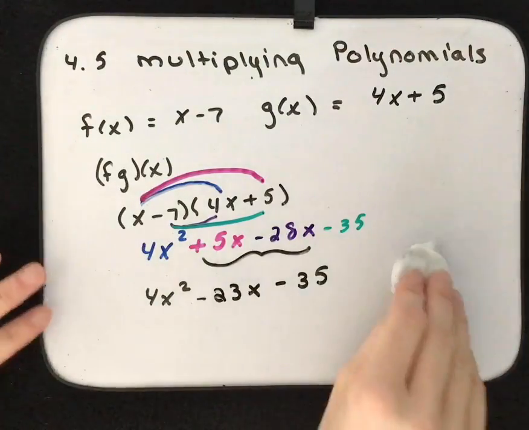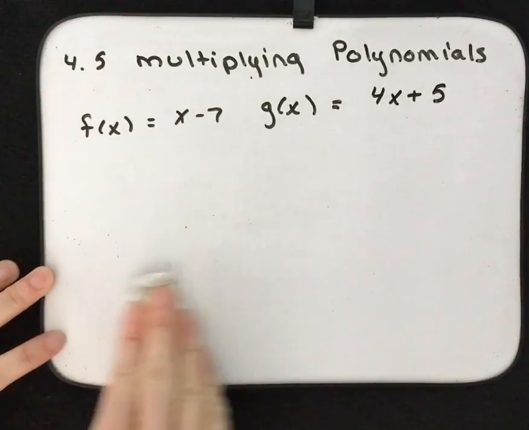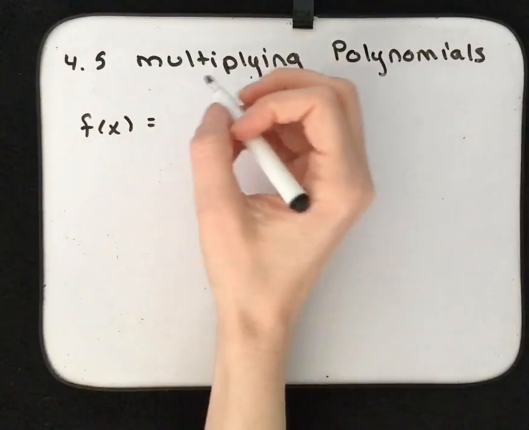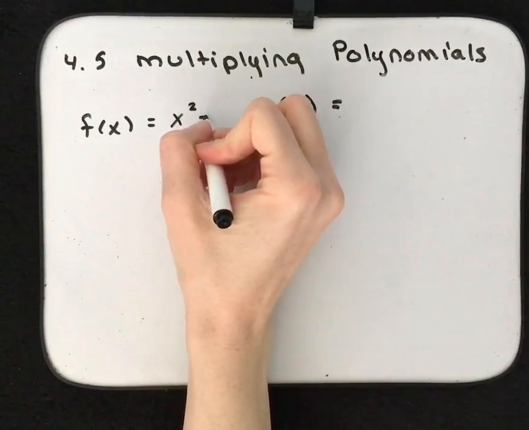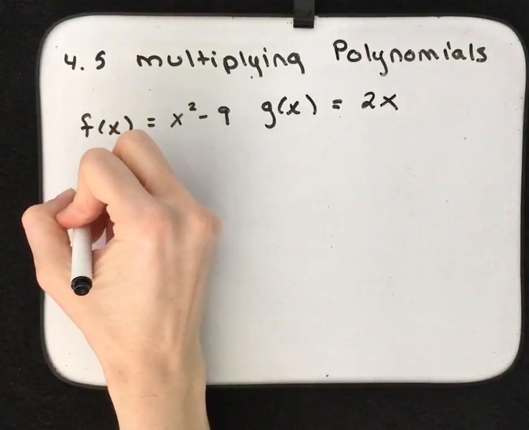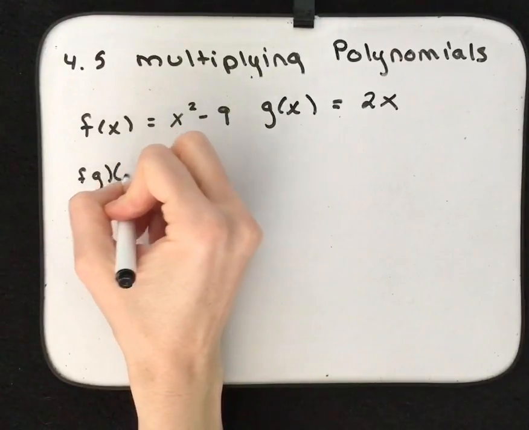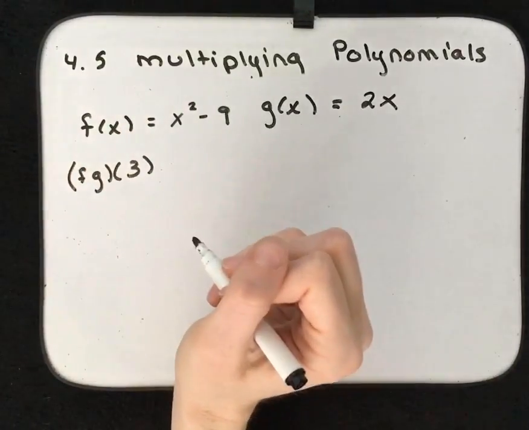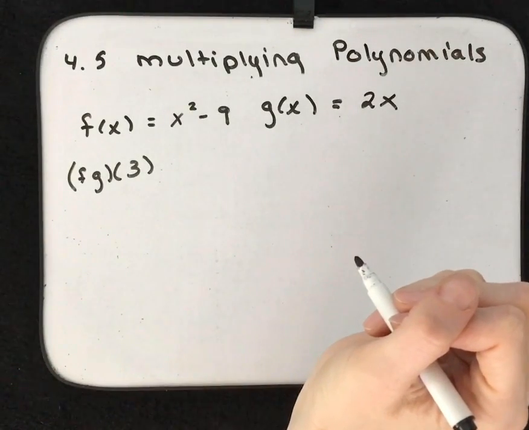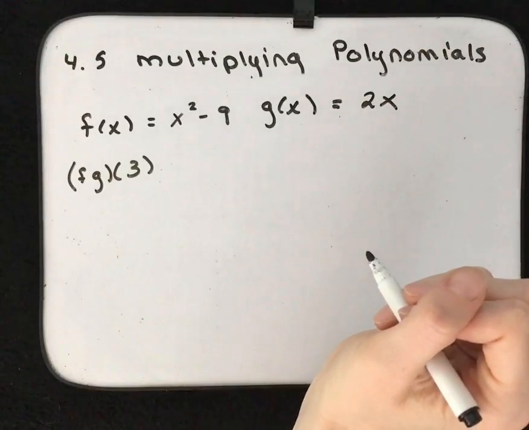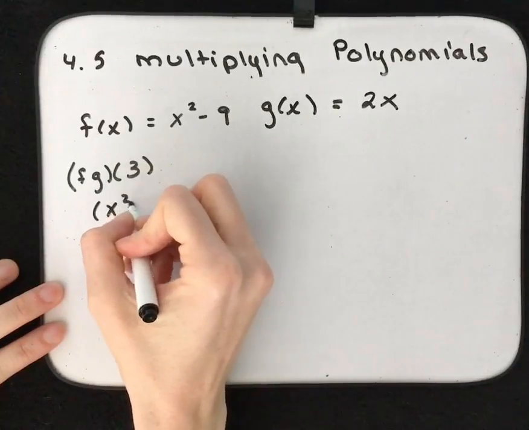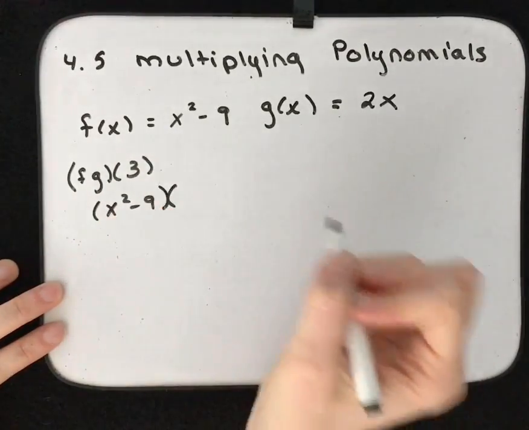Let's try a couple more. So for these next couple, let's say that f of x is x squared minus 9 and g of x is 2x. So let's look for f times g of 3. So in this case, instead of finding f times g of x, we're looking for f times g of 3. Well, let's do this the same way we've done the others. So f of x is x squared minus 9. g of x is 2x.